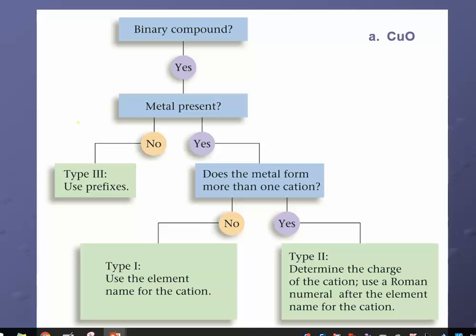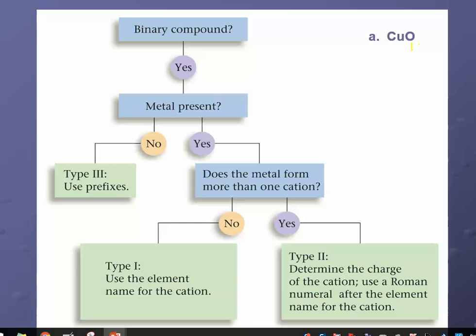This is just that same flow chart. So we got CuO. So you have to decide, is it binary? Yes, it is. There's 2 elements. Is there a metal present? Yes, there is. So that means we go down to this side of the flow chart. Then I have to say, does this metal form more than one cation? And remember, that's if it's a transition metal or if it's tin or lead, then it forms more than one cation, and then that means you're going to have to use a Roman numeral. If it does not form more than one charge, then you just name each ion respectively. So this is a transition metal, and we're going to need to find the charge of that.